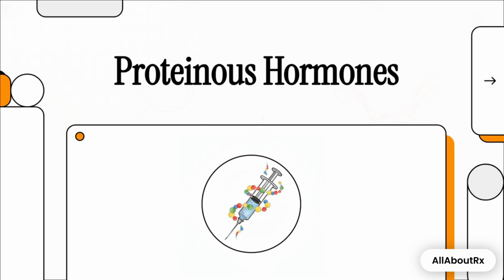Today, we are breaking down the chemistry, secretion, and clinical uses of proteinous hormones like glucagon, oxytocin, antidiuretic hormone or ADH, and insulin. We've got a lot of fascinating molecular structures to unpack today, and we're going to see exactly how the shape of these hormones directly dictates how they behave in the human body.